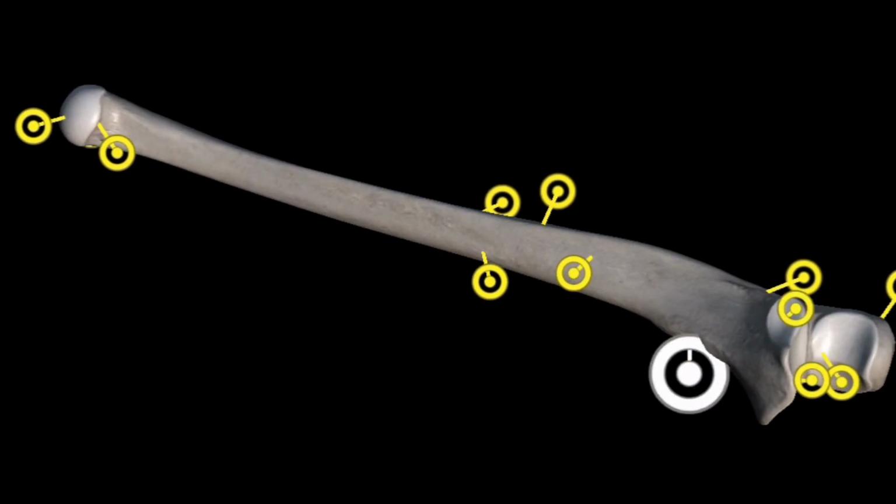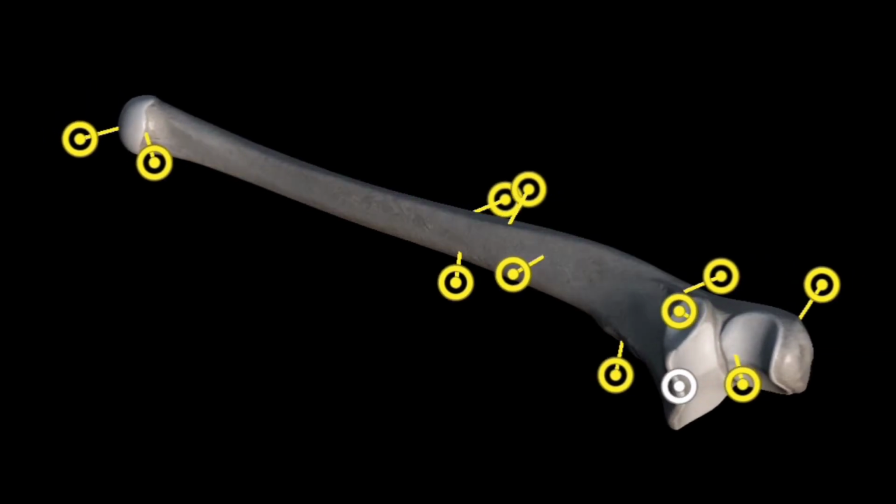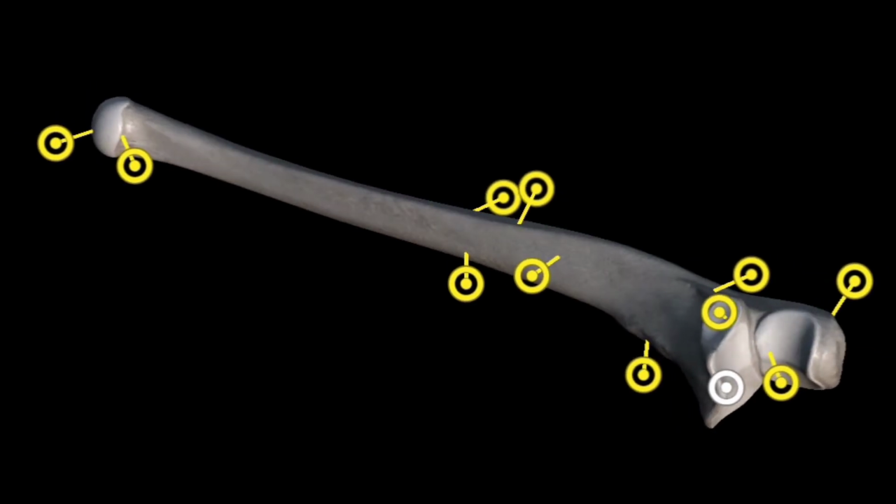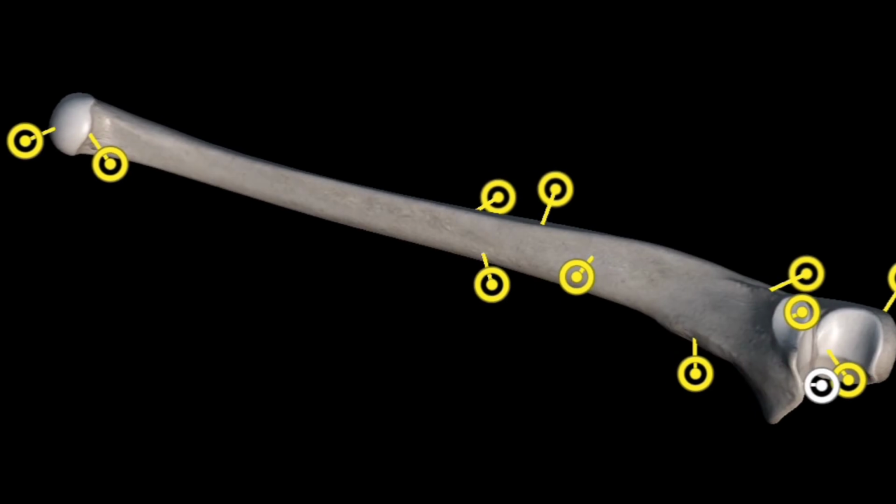elbow joint. Here is the ulnar tuberosity that attaches with the neck of the radius, and here is the coronoid process that articulates with the coronoid fossa of the humerus. This is the trochlear notch of the ulna, and here is the supinator crest. Here the supinator muscle gets its insertion.